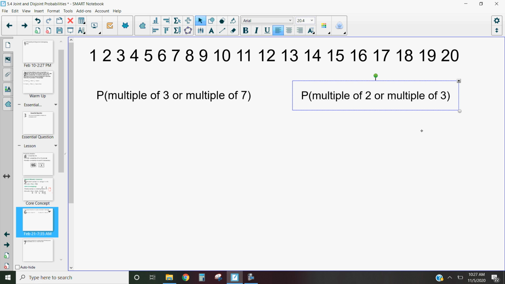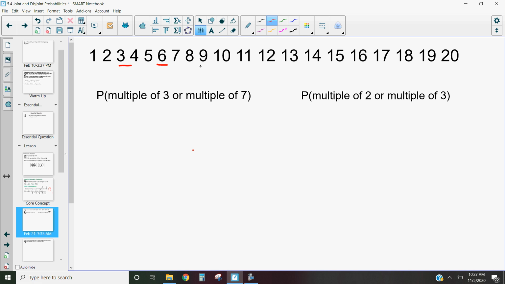So let's take a look at them. A multiple of 3. Well, in this first case, we've got 3, 6, 9, 12, 15, 18. So I've underlined all of those in red there. Now I'm going to underline all the multiples of 7 in purple. So 7 and 14. Now notice how there are no numbers that are double underlined or overlapped. That means that these two things are disjoint or mutually exclusive.